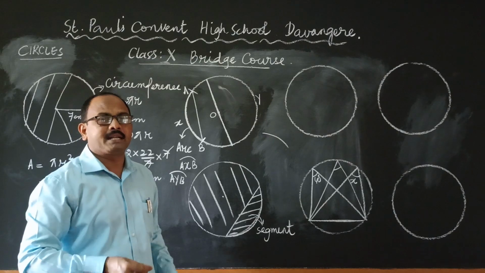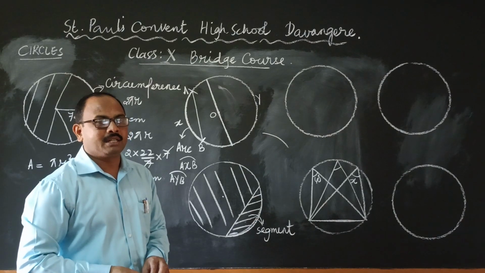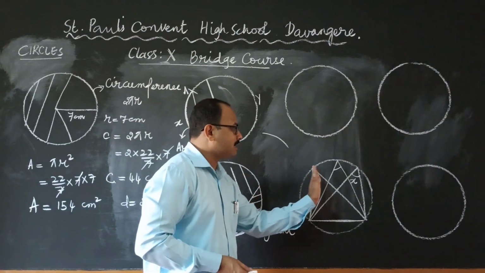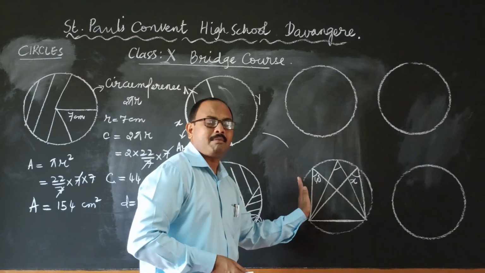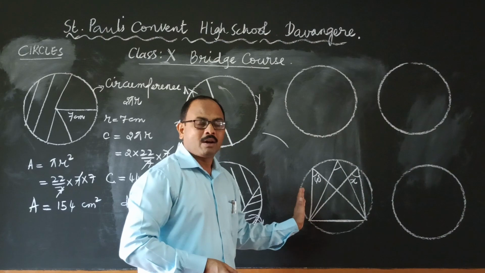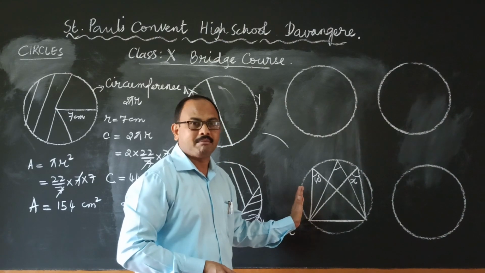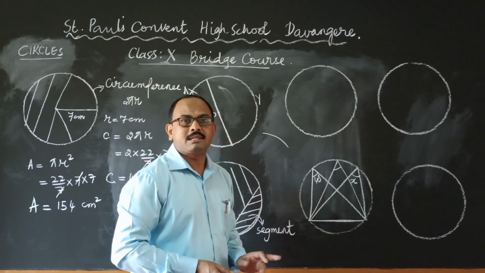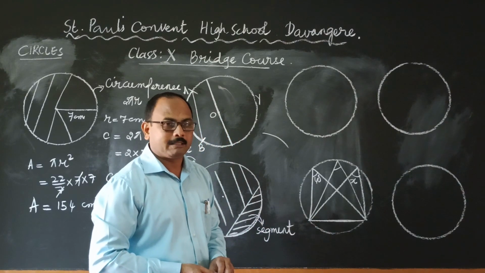So the first property regarding angles, children: angles in the same segment, whatever the number of angles that come under this segment, all the measures will be the same or equal. Therefore, 40, 40, 40. Reason, angles in the same segment are equal.